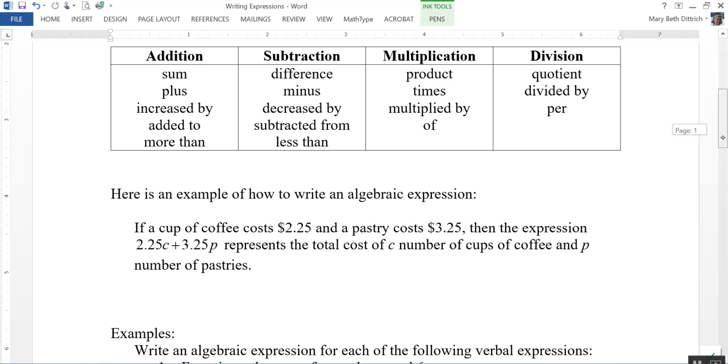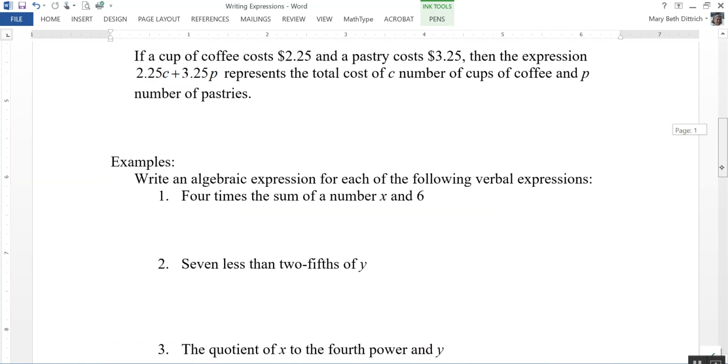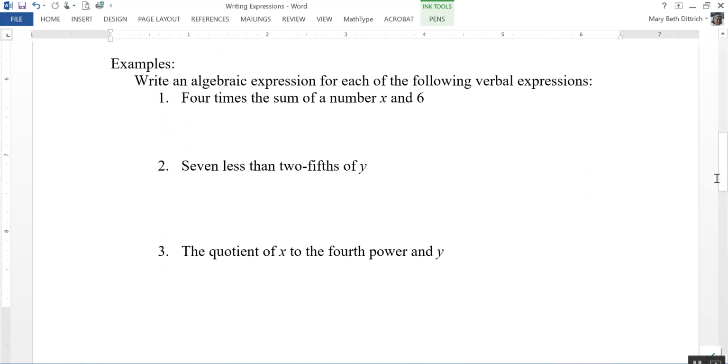Let's take a look at a couple examples here. Let's write an algebraic expression for each of the following verbal expressions. The first one says 4 times the sum of a number x and 6. Notice that it's 4 times something that's being added together. Remember, sum means addition. So the first thing I want to think about is the sum of the number x and 6, but I need 4 times that whole thing, so I need to make sure that I put it in parentheses. So this is 4 times the sum of x and 6.